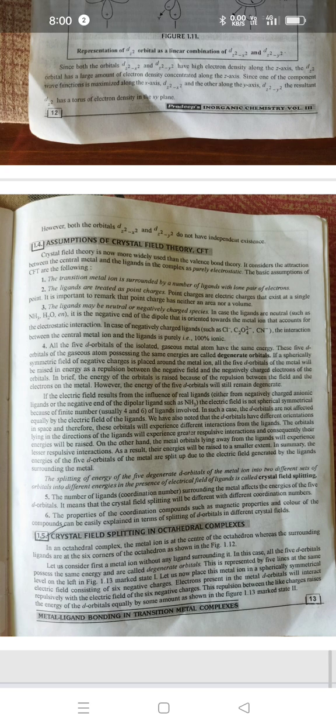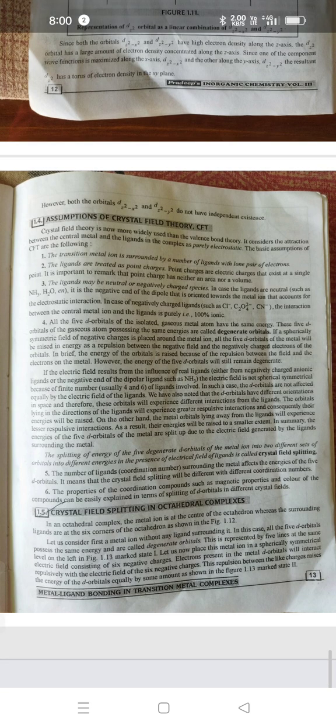In case the ligands are neutral, such as ammonia and water, it is the negative end of the dipole that is oriented towards the metal ion that accounts for the electrostatic interaction. In case of negatively charged ligands, such as chloride, C2O4 2-, CN-, the interaction between the central metal ion and the ligand is purely ionic.